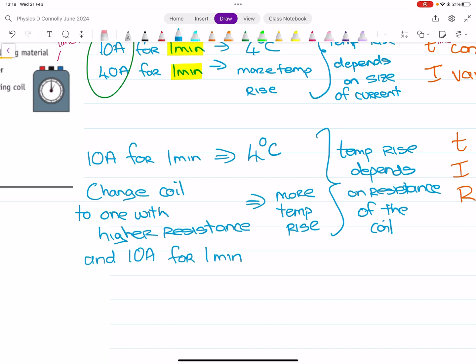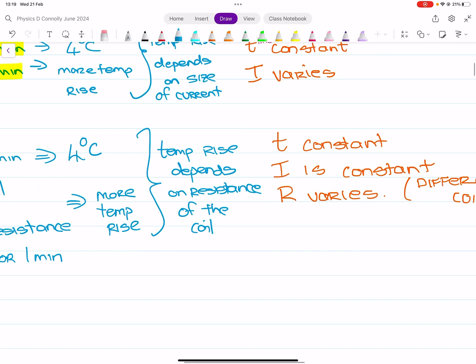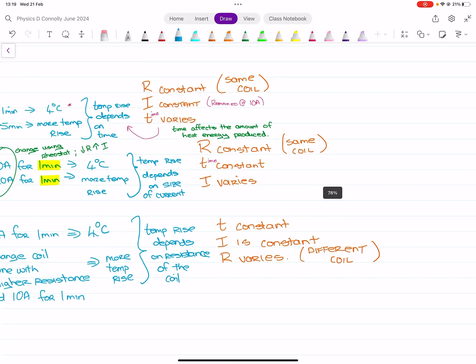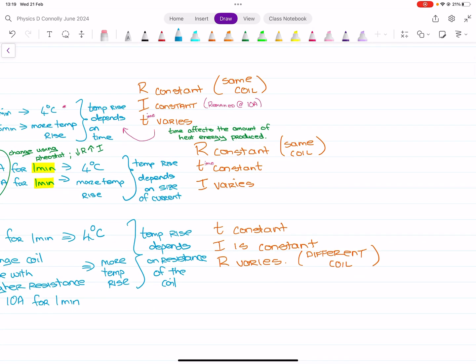Okay, because the coil has a higher resistance, you're going to get a bigger temperature rise. So it's exactly the same thing over here. This is a really nice example of why you can only look at 2 variables at a time. So obviously the main variable here that I want to look at is how temperature is affected.